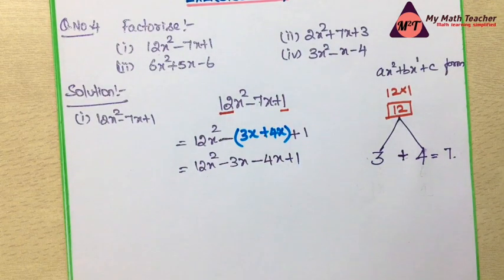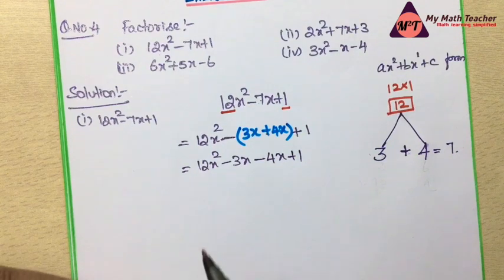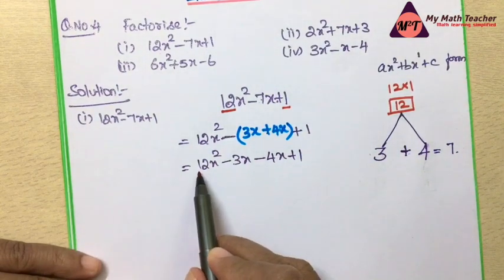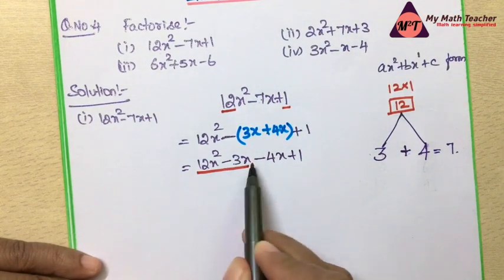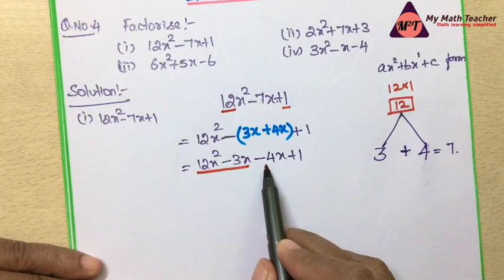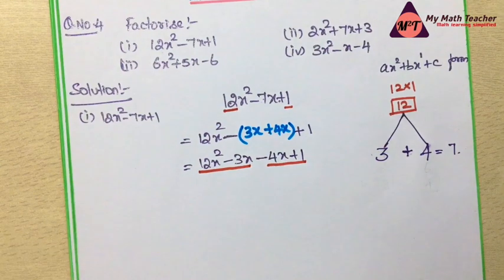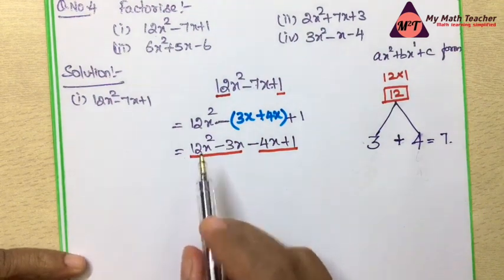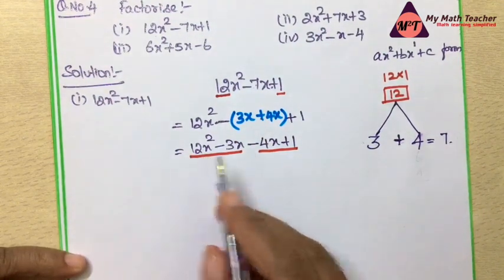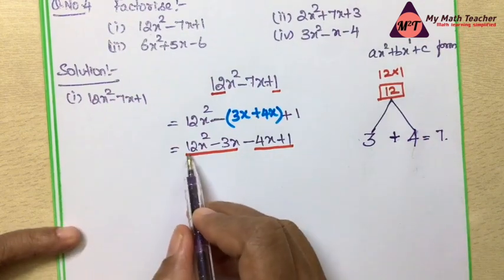Now the next step is to group the terms. That is, the first 2 terms are considered as the first group and the last 2 terms as the second group. Now in these 2 groups we have to find the common factors. This is very important. Now let me tell you how to find it.